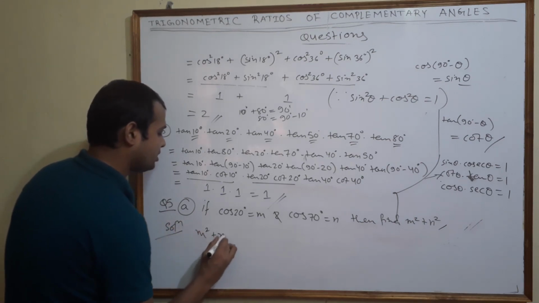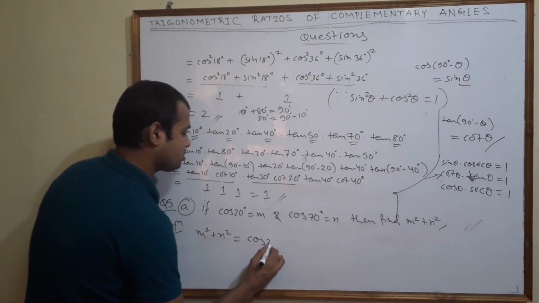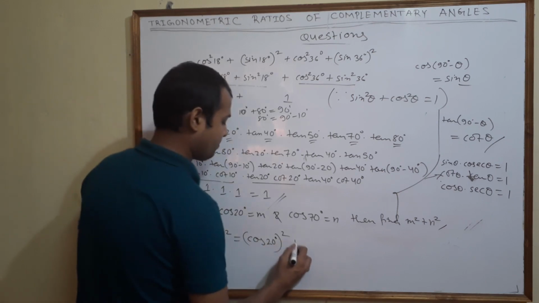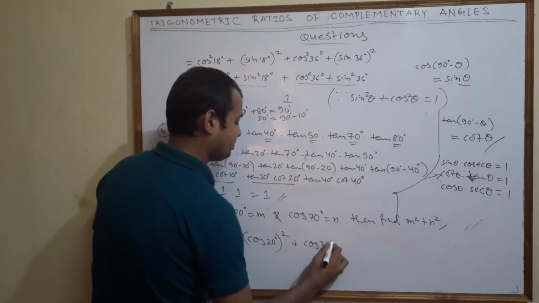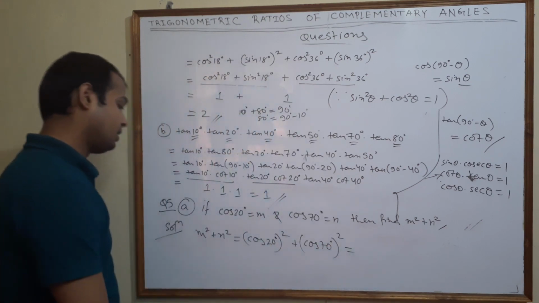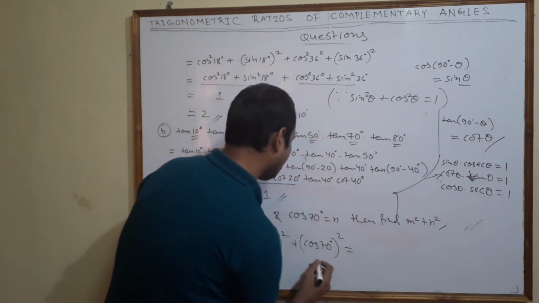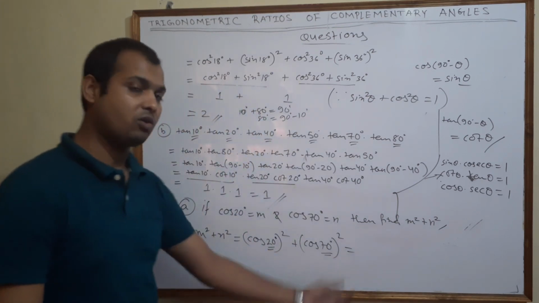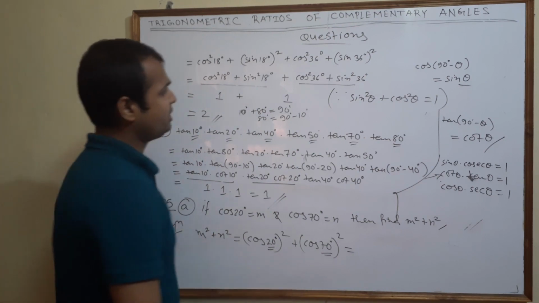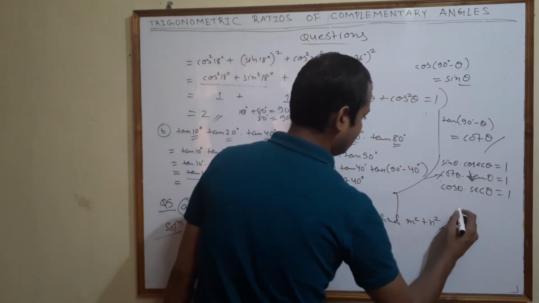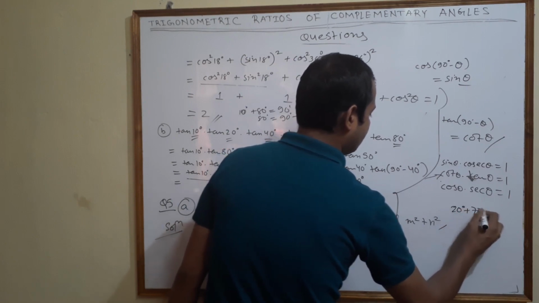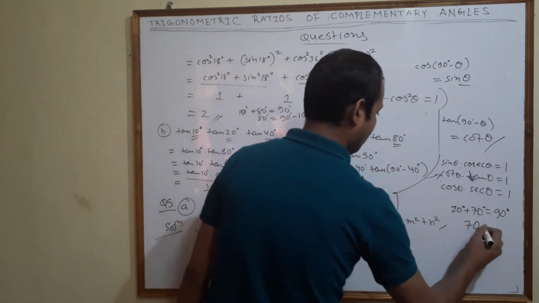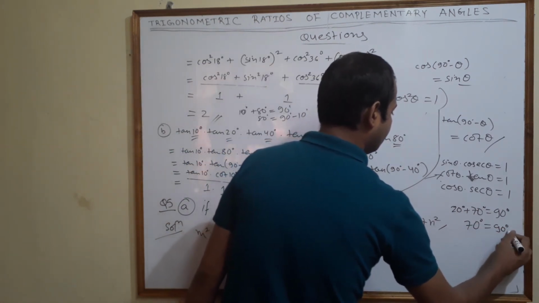Solution, m square plus n square will be cos 20 degree whole square, because value of m is this. Then cos 70 degree whole square. Done. Then check over here, this is 20, this is 70, so both are complementary angles. So you know that 20 plus 70 gives you 90, that's why they are complementary. And in that case we can write 70 as 90 degree minus 20 degree.